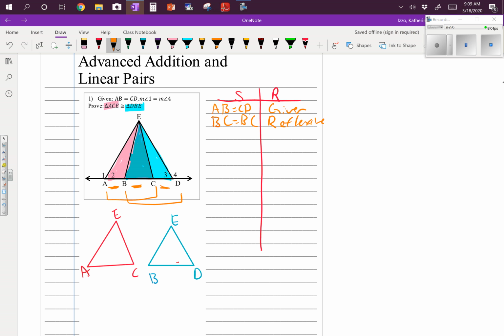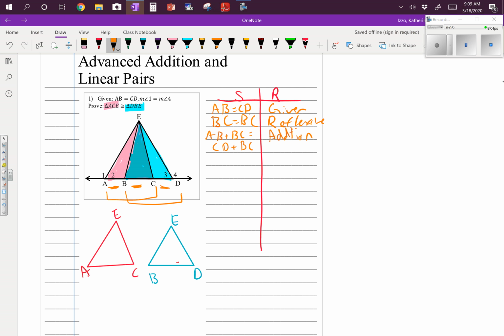After we do the reflexive, then what? Then we have to add those two. So I'm going to have to say AB plus BC and CD plus BC. Good job, squirrel. And that is what we call addition. We're just letting people know that we want to add there.